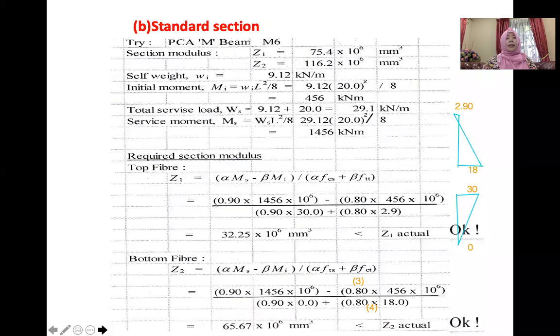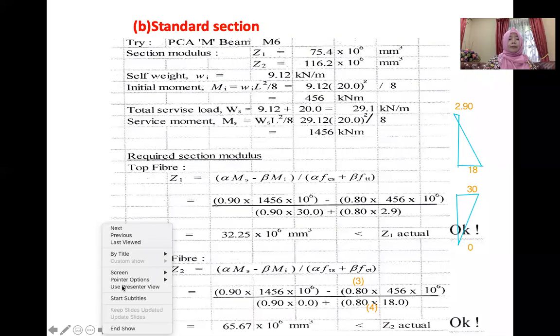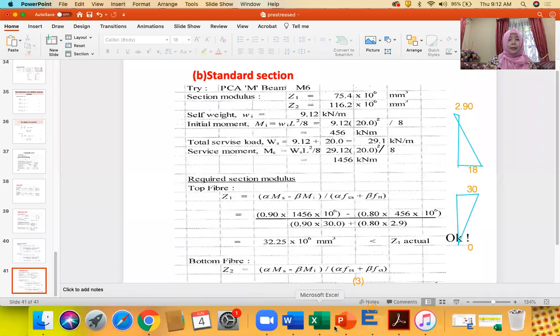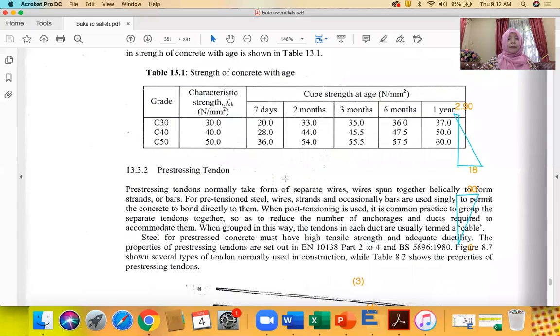Now the question also asks us to calculate by using the standard section. So now, what is the standard section? Look at the book here.